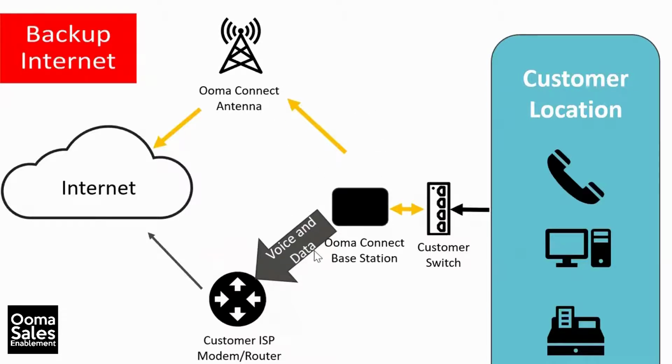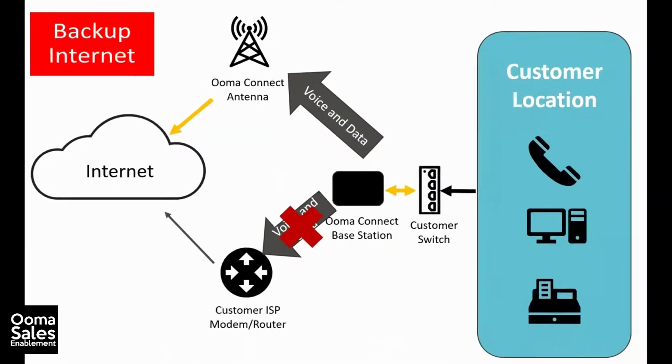If the Ooma Connect notices that this connection has failed, it'll reroute the traffic and send it across the Ooma Connect antenna. Now remember, because this is just an insurance policy hanging out over here, some months the customer may not use it at all. So they get the 10 gigs of usage per month, but they may not use it. Other months they might use a portion of it, or they could even use all of it. Or if they go over the 10 gigs, just remember they get charged that overage fee.